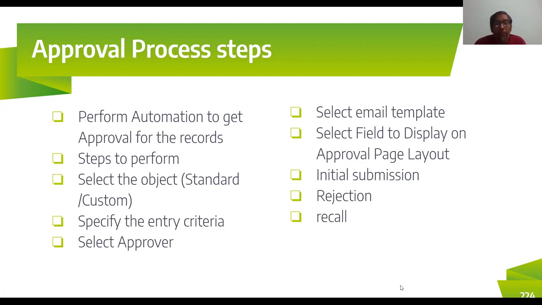So first we are going to perform the automation to get the approval, and we are going to select which kind of process we are going to do. It's either going to be jumpstart wizard, or we are going to go with the standard wizard. Then you're going to select the object, specify the criteria, and specify who is going to be the approver. Then you select the template, and the fields to be displayed on the detail page, and then the action performed.